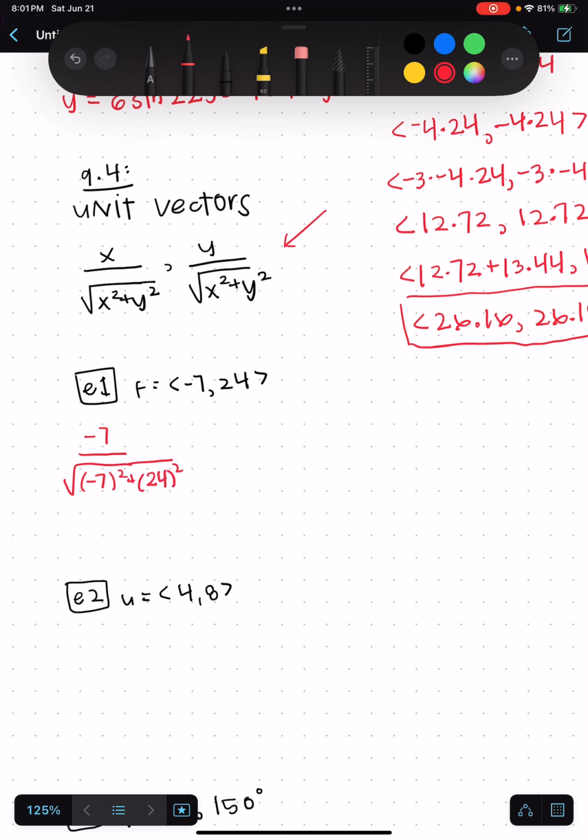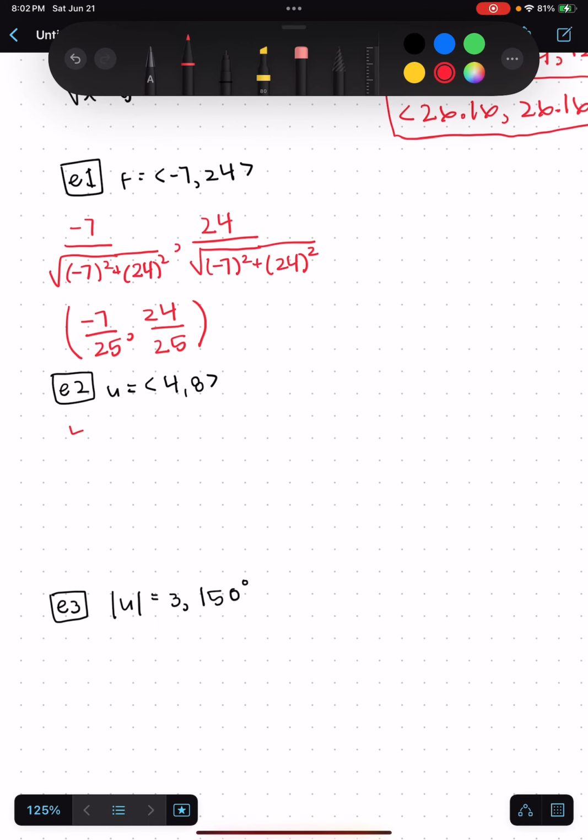And then comma y, which is 24, over the same square root, so negative 7 squared plus 24 squared. Okay, so I'm going to leave the negative 7 up there. We're going to do the square root of negative 7 squared plus 24 squared, which gives me, when you do the square root, 25. So my final answer is negative 7 over 25, comma 24 over 25. And I can't simplify that. That's my answer. That's my unit vector. I'm done. Let's do it for the second example.